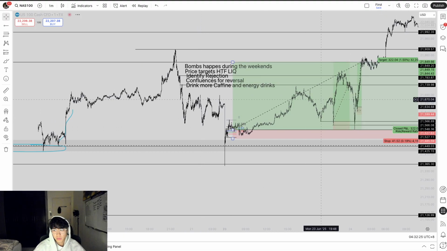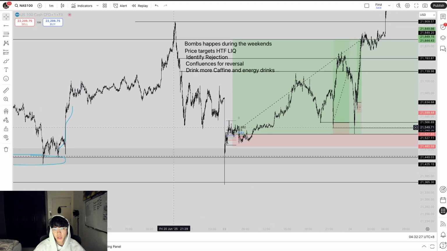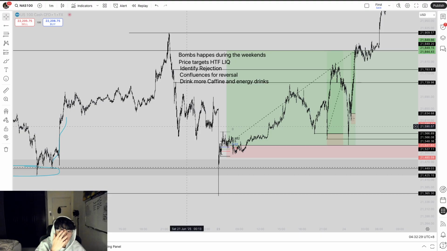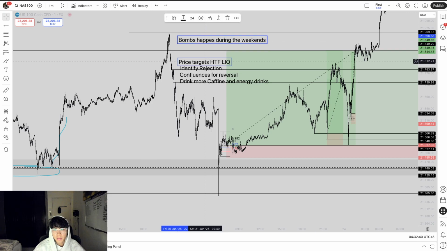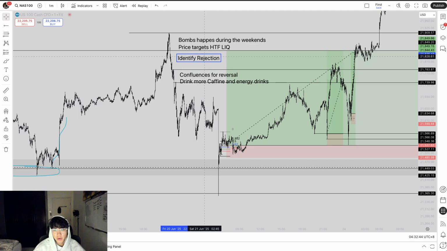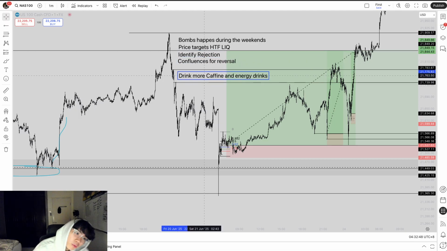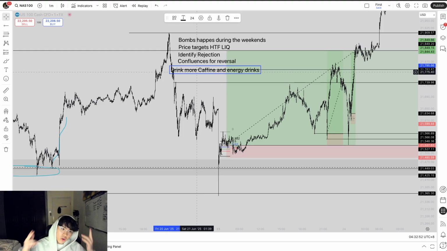So that's basically it on how to trade during war for Nasdaq and the S&P. So always remember these things here. Bombs happen during the weekends. Price will target high time frame liquidity. Identify the rejection. Confluence for reversal. Drink more caffeine and energy drinks, and you'll be good.